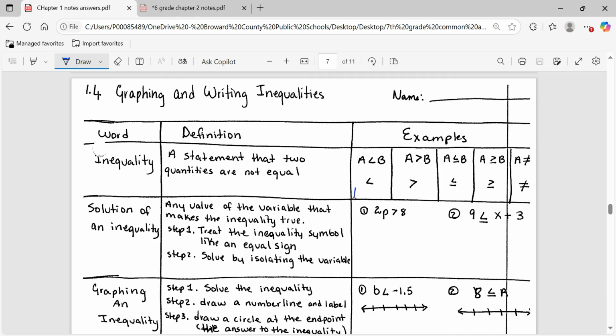This is our less than symbol, per se. It could be that A is greater than B, greater than. It could be that A is less than or equal to B, less than or equal to. That little sign tells me it's or equal to. A is greater than or equal to B. This is our greater than or equal to sign.